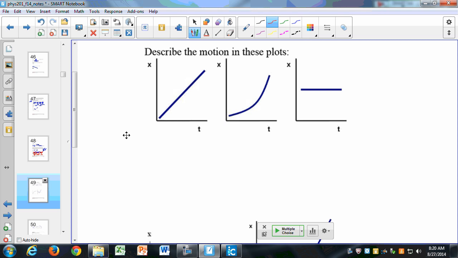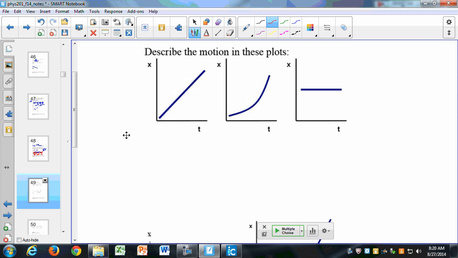We'll do a number of examples. But first of all, let's just start with this simple one. How would you describe the velocity of this plot? First, is the velocity of this object positive or negative? It's positive, and you know that because the slope is positive. This has a positive slope. Is the velocity increasing, decreasing, or staying the same? It's staying the same because the slope is constant.